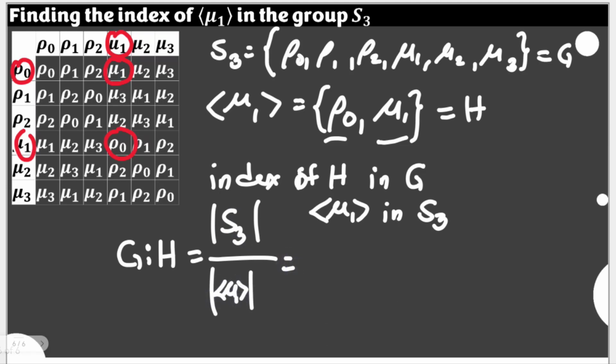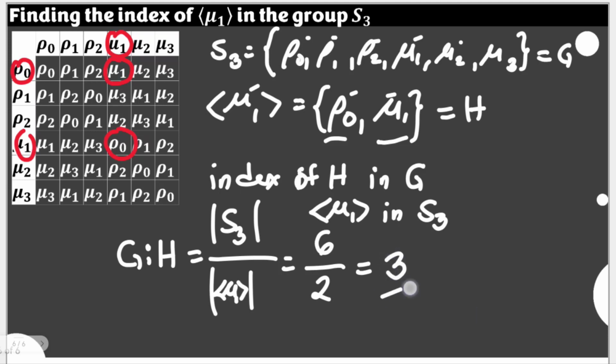Order means the number of elements. So there are 6 elements in S sub 3: rho sub 0, 1, 2, mu sub 1, 2, and 3, to be divided by the number of elements, or the order of our subgroup generated by mu sub 1. We have 1 and 2, so 2. So the index of H in G, or specifically the index of the subgroup generated by mu sub 1 in S sub 3, is equal to 3.